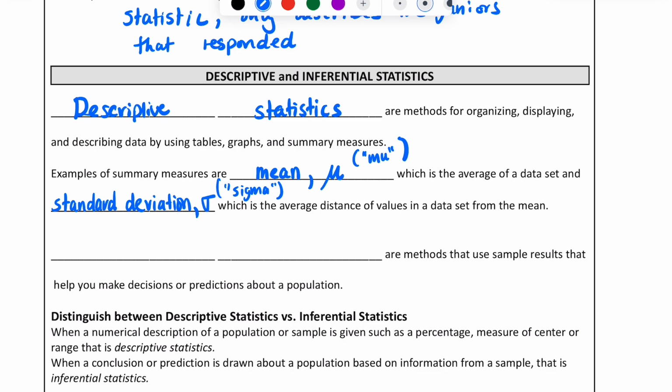Our other type of statistics is going to be inferential. Inferential statistics are going to be methods that use sample results that help you make decisions or predictions about a population. So really descriptive is just to give us information. Inferential, we're actually going to do that inferring, meaning we're going to be able to use it to predict. So let's make sure we know how to distinguish between the two.